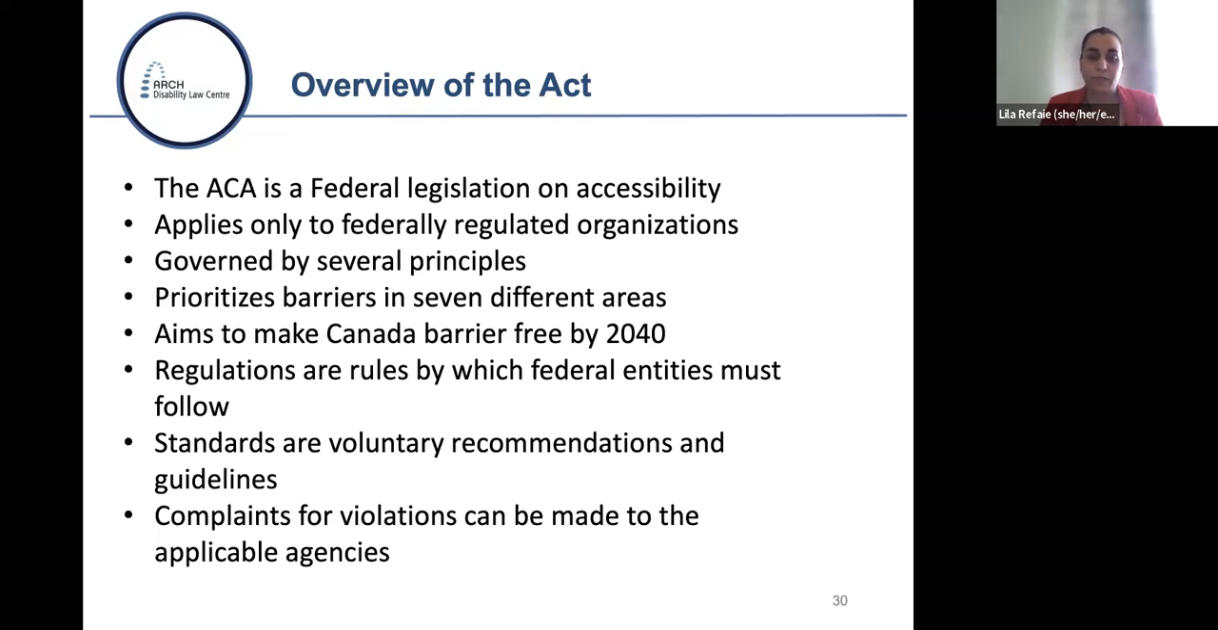Another important point to keep in mind about this Act is its goal, and its goal is to make Canada barrier-free by 2040. That is a bit less than 20 years now, but it is fast approaching. And that is stated as a deadline in the Act. It remains to be seen what happens from now to 2040.